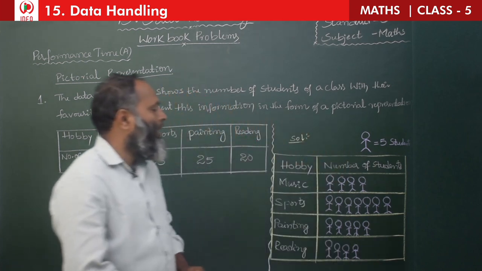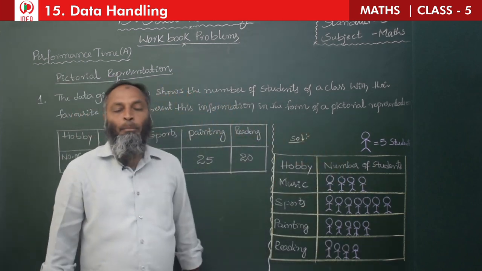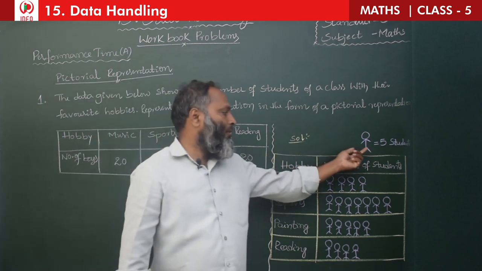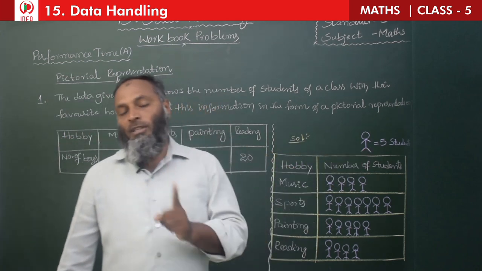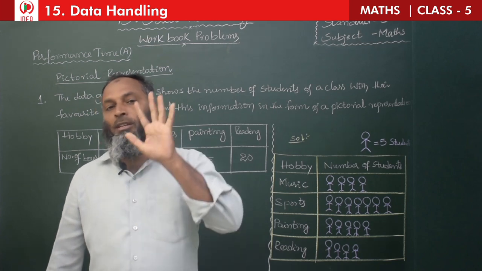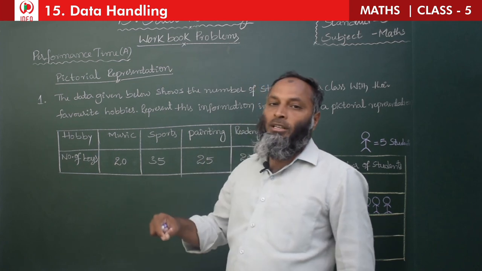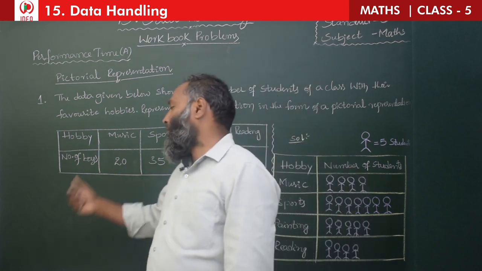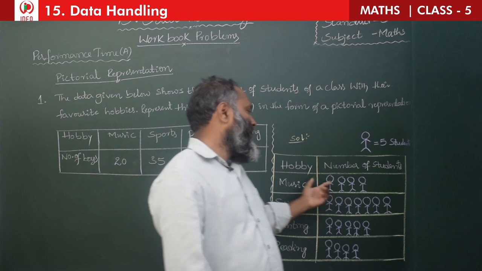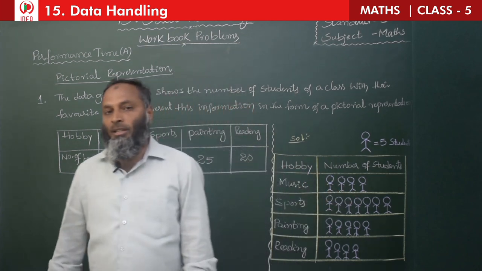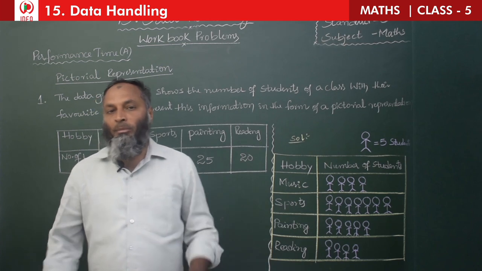This is the pictorial representation. What scale did we take here? One student drawn is equal to 5 students. So, according to the information, first you should check in the 5 table when the data will come, and that many students we should draw in a pictorial representation. So, this is about the pictorial representation.